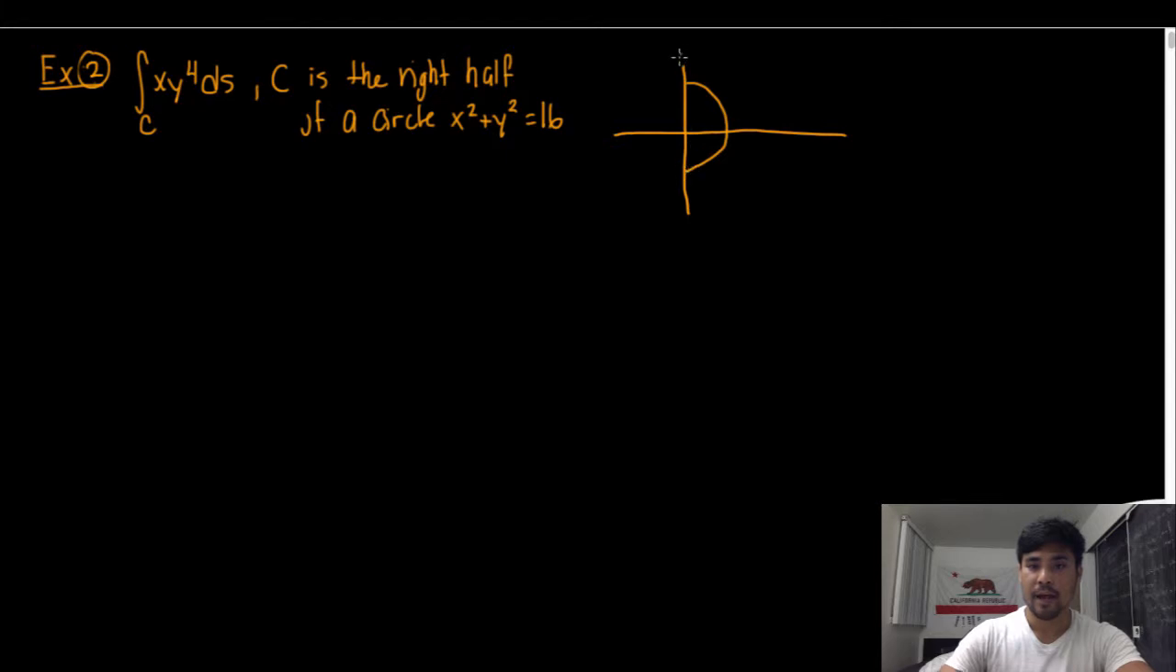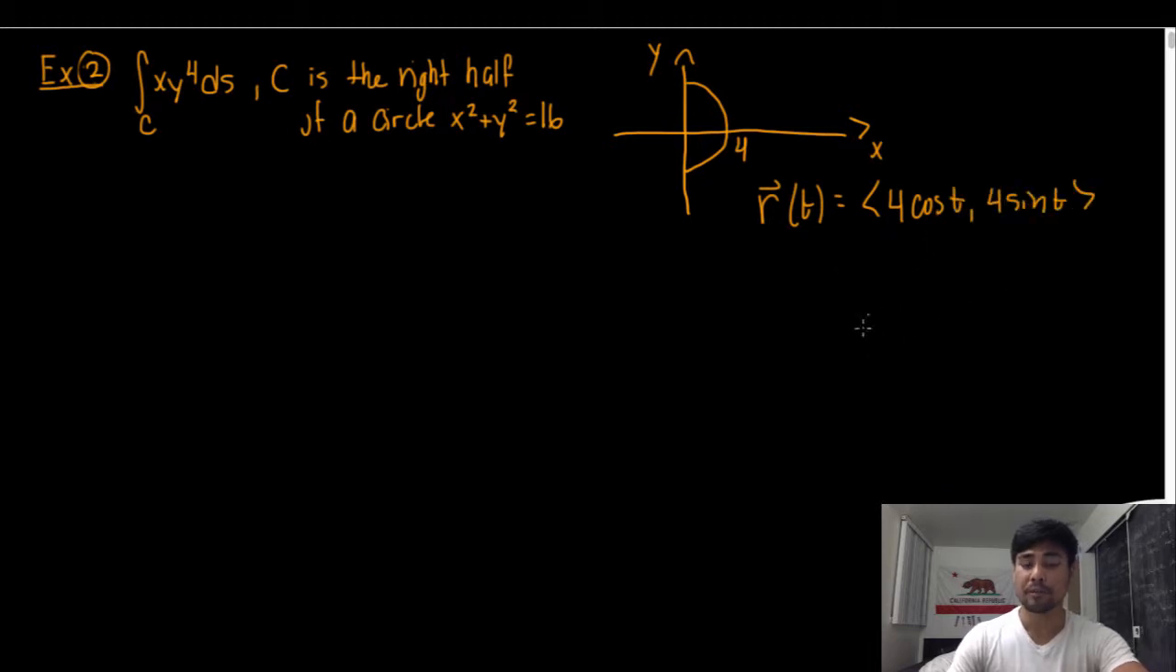Here's the right half of a circle, and you should have been born knowing the parametric equation for this circle. We'll call it r of t equals 4 cosine t, 4 sine t. Here t is a parameter representing angle, and t ranges from negative pi over 2 to pi over 2.